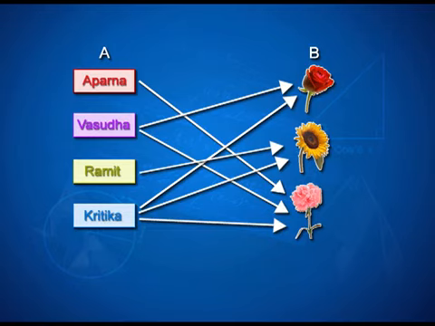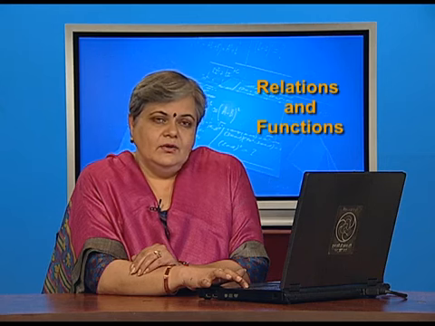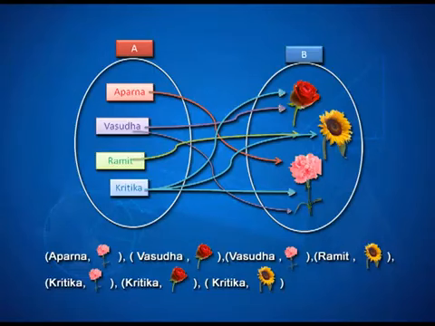So, we are looking at some kind of an association between the set A and set B. Now, instead of using this representation which is referred to as the arrow diagram, I can list this association as an ordered pair. So, Aparna is now paired with carnation, Vasudha with rose and carnation. So, I have 2 ordered pairs, Vasudha and rose, Vasudha and carnation, and similarly other ordered pairs.